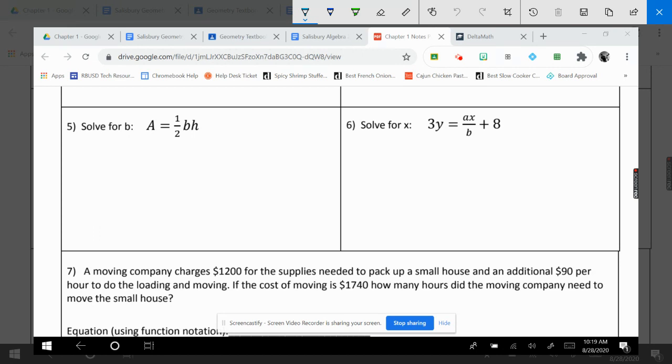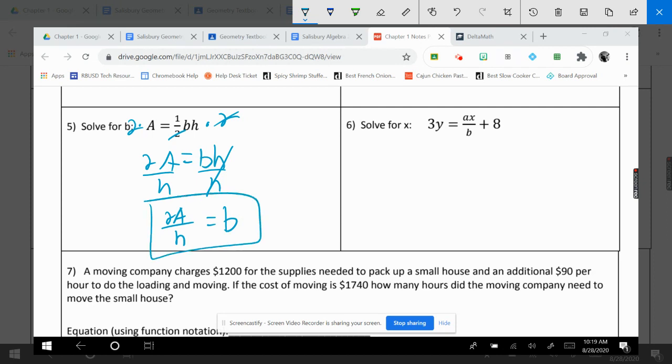Peeling this back, I want to start by getting rid of the fraction first. And this is saying 1 divided by 2. So the opposite of dividing by 2 would be to multiply both sides by 2, because those cancel. So I have 2a is then equal to base times height. Getting b by itself, it's being multiplied to h, so we're just going to divide both sides by h, and we're left with 2a over h is equal to b.